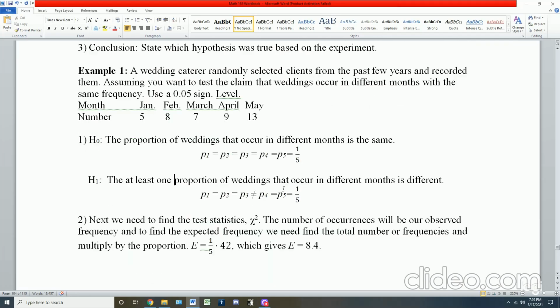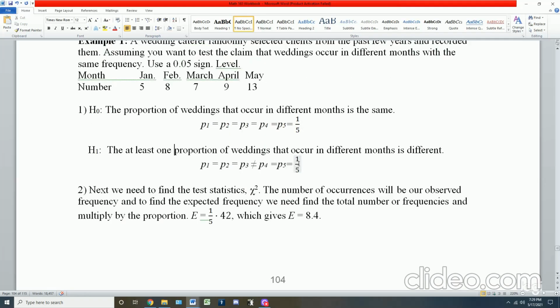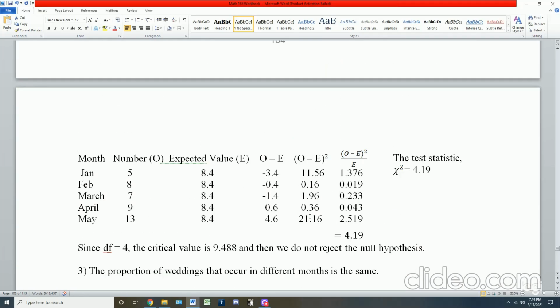Okay. Next, we're going to find our test stat. So to find our expected values for each individual case, it's going to be 1 over 5 times the sum of our frequencies. So if we just add all these up, that should give us 42, and we just multiply, that gives us an expected value of 8.04. Okay. Now, if you see, all I did is just break it down. So I put the months down here, the numbers here, that's going to be observed, and the expected values, E, is going to be down here.